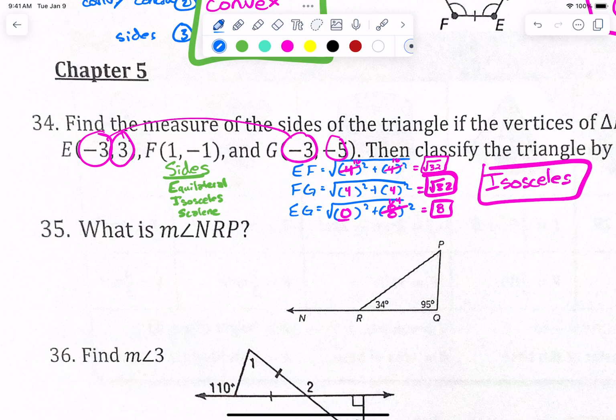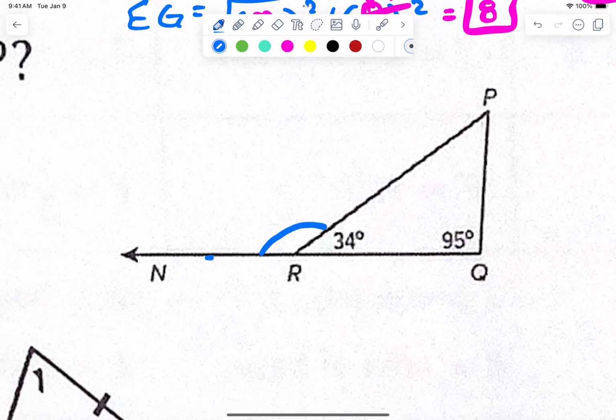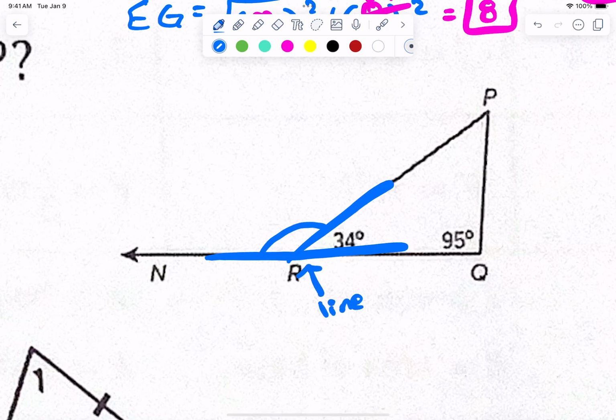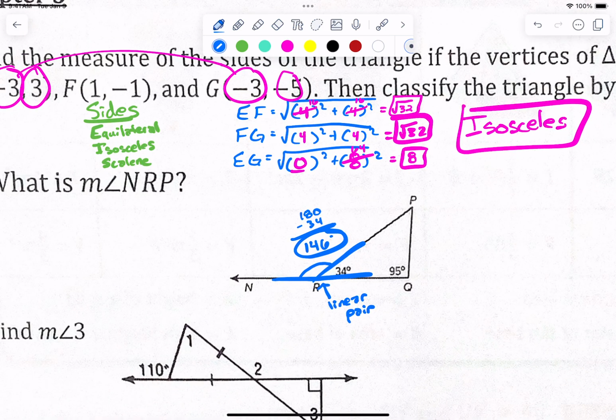NRP is the angle that I'm trying to find the measure of. Which one's the NRP? The one that's by R, the one that's on the outside. That's the exterior angle, right? So how do I find that? 180 minus 34. This is on a straight line. These two are a linear pair. So it's 180 minus 34, that is how much? 146. Perfect. That was easy. Not too bad.